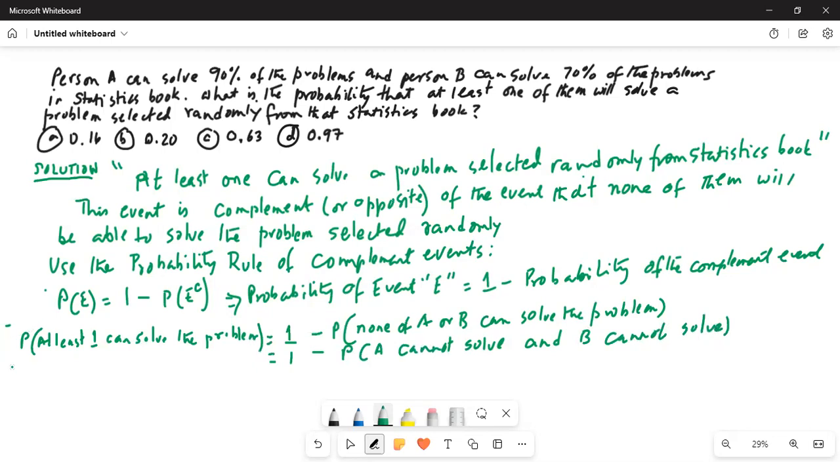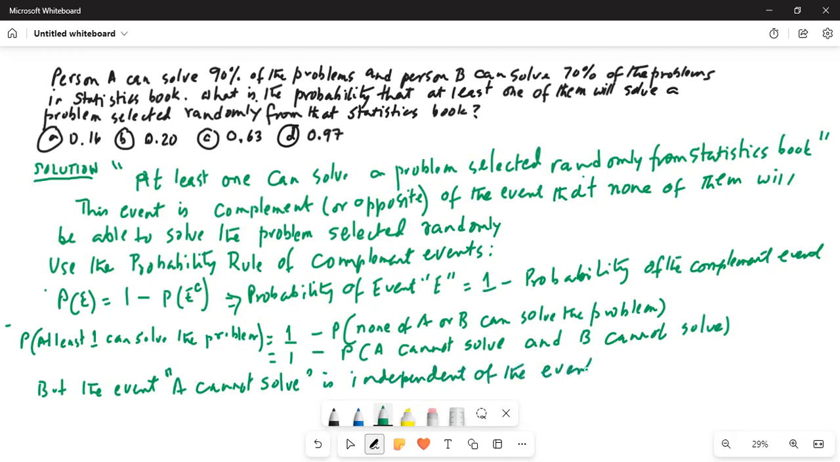But the event A cannot solve is independent of the event B cannot solve.